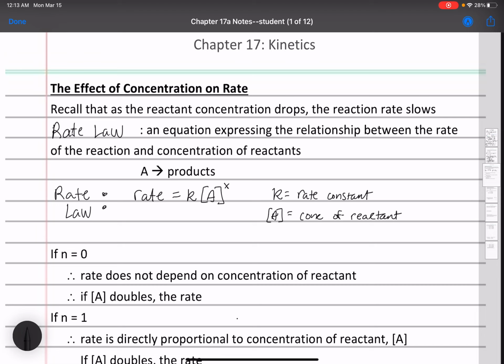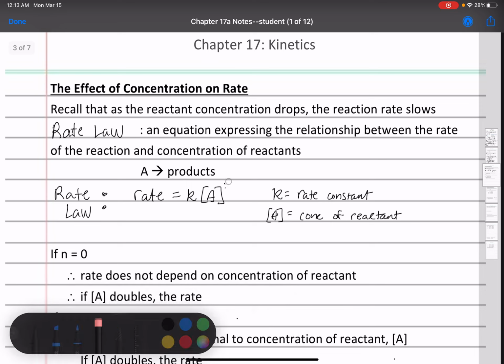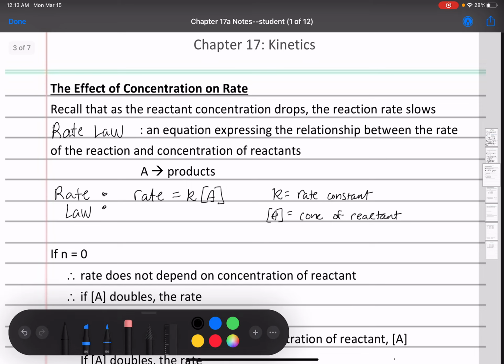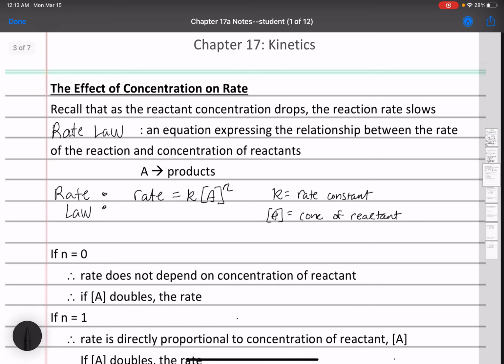Trying to tighten my stylus tip so it doesn't make an obnoxious noise. And then, I didn't want to do X. I wanted to use N as my variable here. Not terribly important, but we'll see why in a minute.